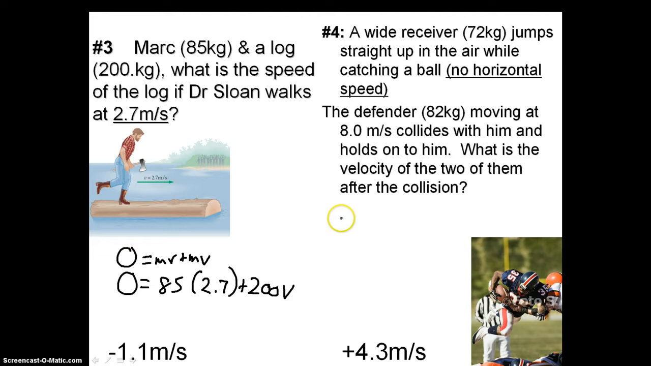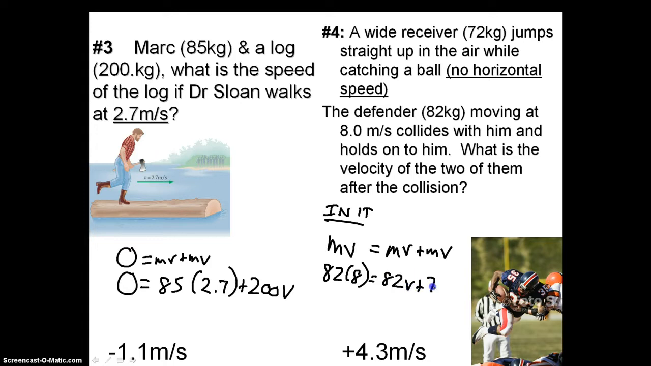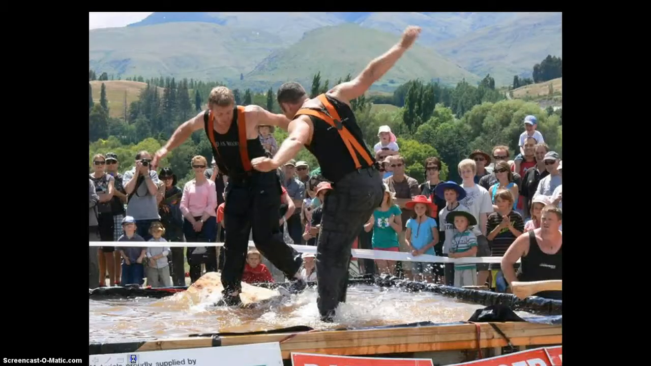Second one, a wide receiver jumps straight up in the air while catching a ball. Defender moving at 8. So before, initially, you have momentum. Afterwards, they're stuck together. And so before, the defender, 82 kilograms, is moving at 8. Afterwards, 82 kilogram guy, 72 kilogram guy, they're moving together. Since they're together, treat them as one. 154, 154. I should have written that. V. All right, that's it. Solve for V, you get 4.3, which is fun.